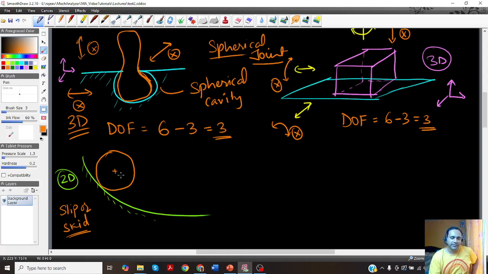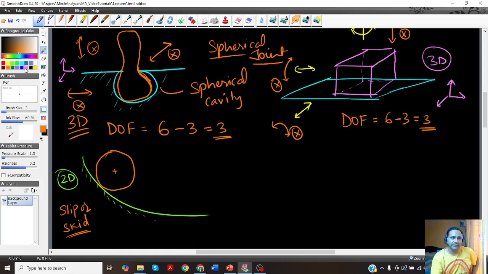So let's say there is a circular disc and there is another curved surface. So what is the degree of freedom? That is the question. Now what you should understand is that visualizing where all motion is possible is difficult here, right? However, visualizing where motion is not possible is easier.